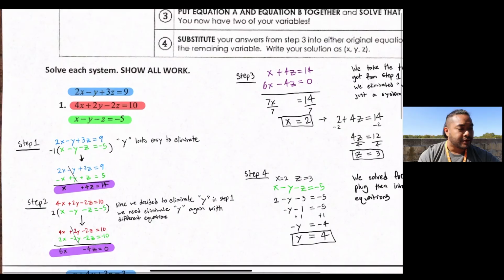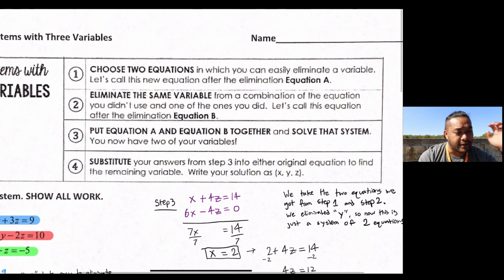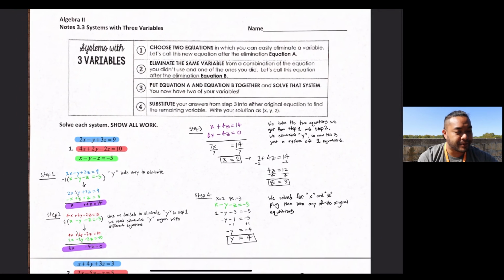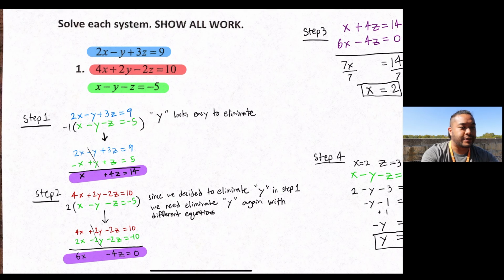Okay, so taking a look at the notes. The steps 1 through 4, this flowchart's a little wordy, so I'm going to break it down into baby steps. Step 1: we have these three equations here. We have 2x minus y plus 3z equals 9, 4x plus 2y minus 2z equals 10, and x minus y minus z equals -5, okay?